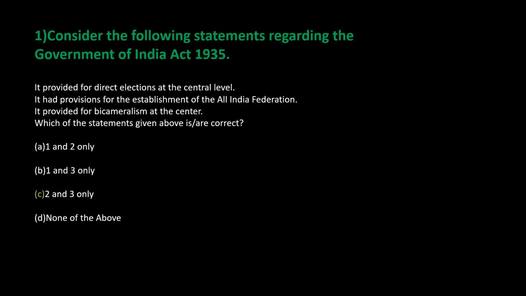Consider the following statements regarding the Government of India Act 1935. One, it provides direct election at central level. Two, it provides provisions for establishment of all India Federation. Three, it provided for the bicameralism at the center. तो इसका हो जाएगा 2 सही and 3 सही. It has provisions for establishment of all India Federation and it provides bicameral at the center.